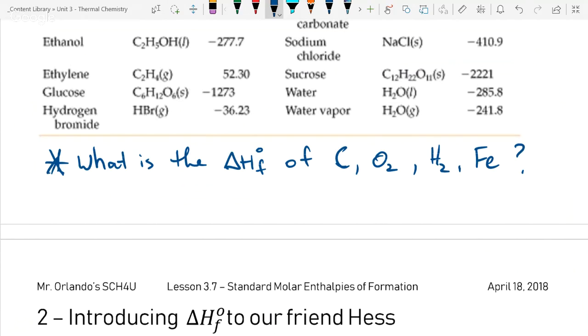0. Good. So when you go to use this, it doesn't take any energy to make these things from the starting points because they are the starting points. That's going to come up when we go to use this.